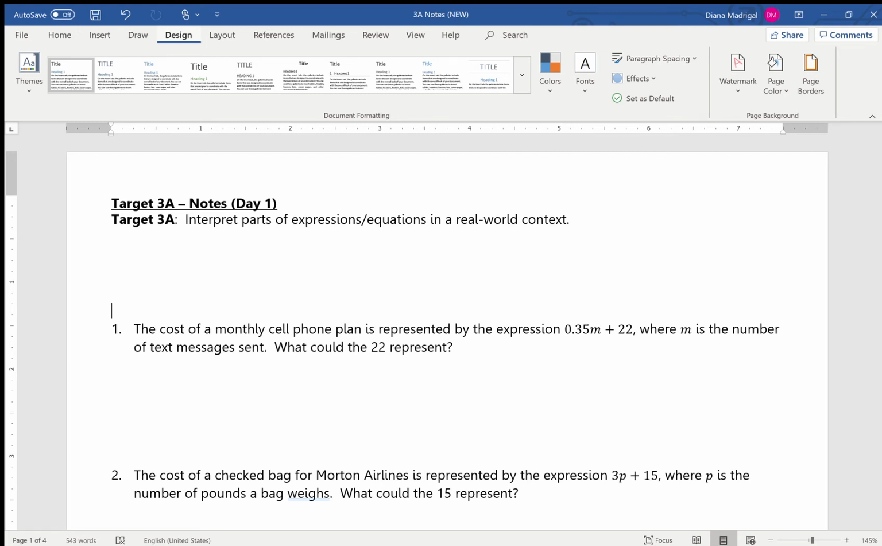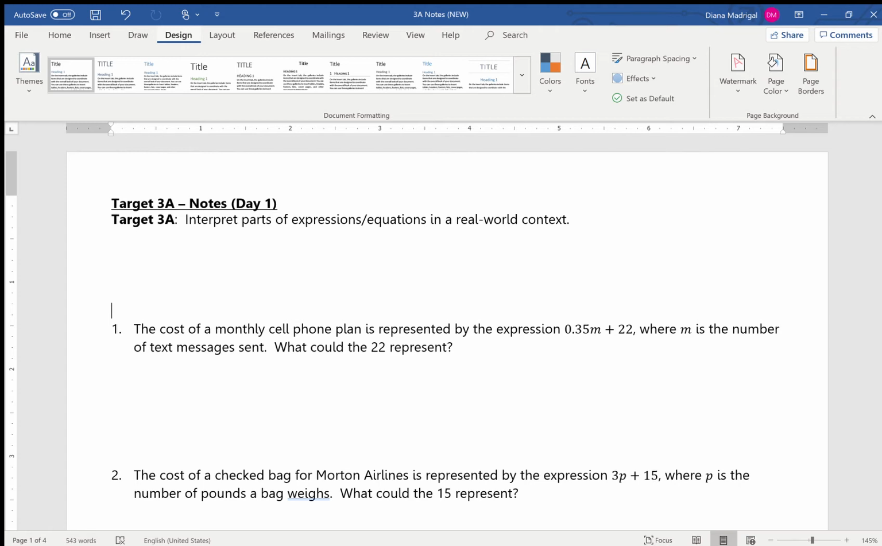Today we are starting our new unit, KC3. Okay, so we are starting with 3A notes, and we're gonna have 2 days of 3A notes. All right, so the first day or a goal or objective for Target A is to interpret parts of expressions or equations in a real world context.